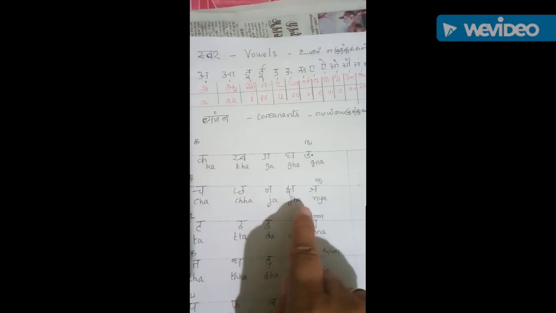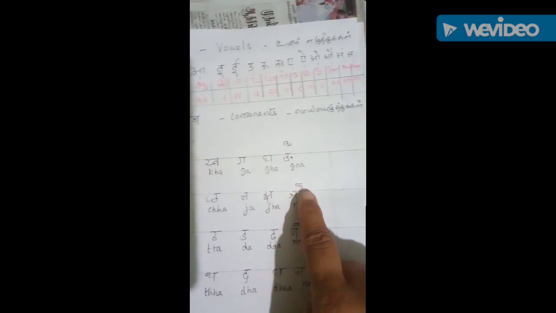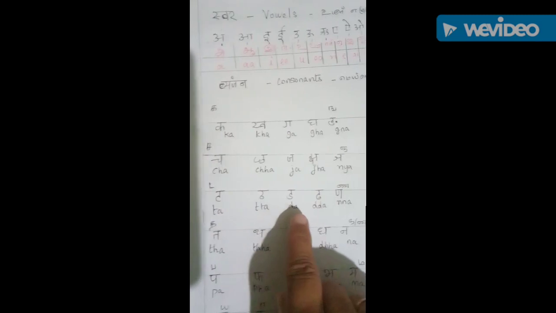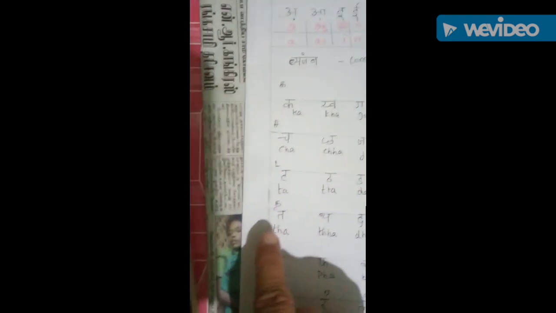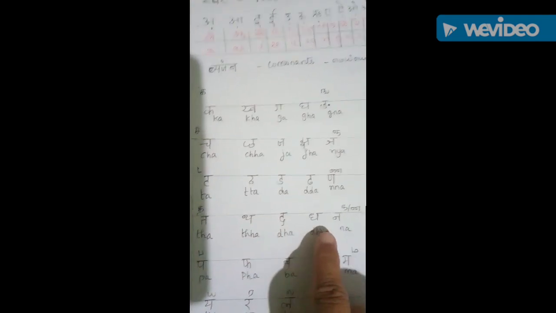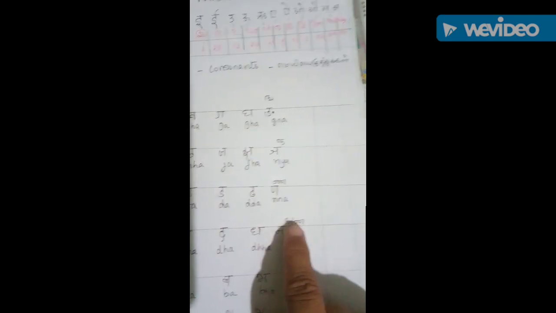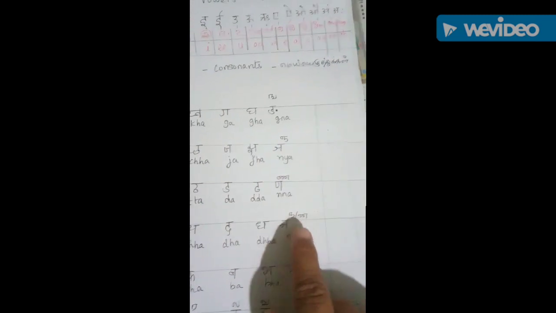The next you have the cha series. That you have cha, cha, ja, ja, nya. This one, nya. The next is the ta series, ta, ta, da, da, na. Na means the three-curl na, 1 2 3 in Tamil. And you have the ta series, ta, ta, da, da, na. This na is the small na, the two-curl na, 1 2.